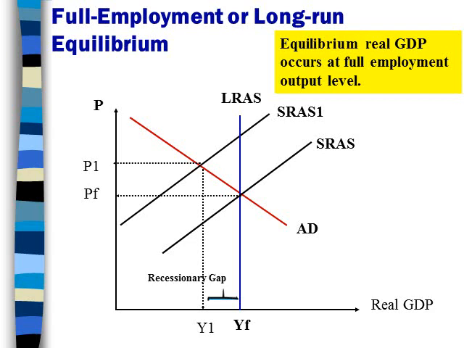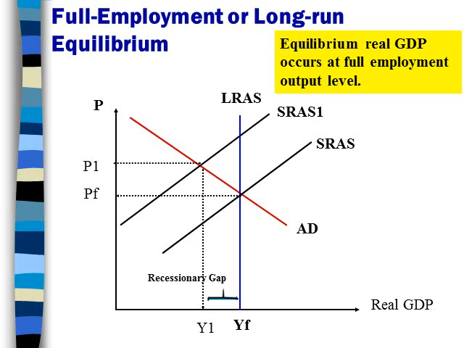Left is less, right is more. So shifting to the left means it's falling. The SRAS shifts to the left because your cost of production is rising. It becomes more expensive to produce, so you can only afford to produce less. So from the original equilibrium point, you are now here. At the new equilibrium point, you have a new set of coordinates: a new production level at Y1 and a new price level at P1.